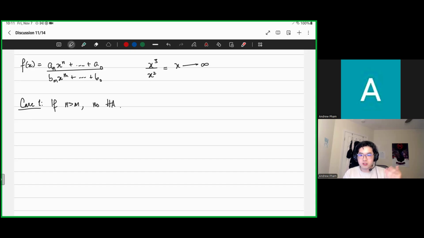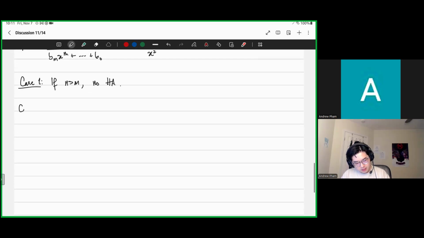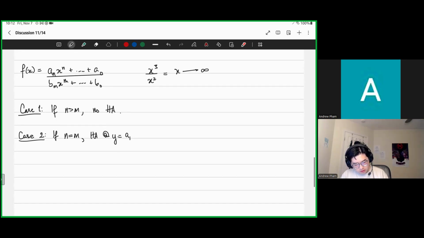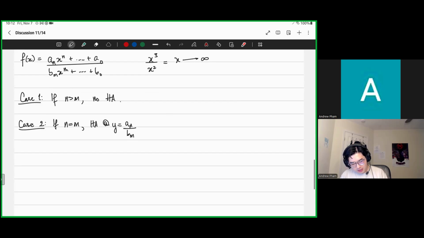In this case, if the degree of the numerator is larger than the degree of the denominator, you're going to say there's no HA. Okay. For case two, we have if n is equal to m, then there's going to be an HA at y is equal to the ratio of the leading terms, an over bn.